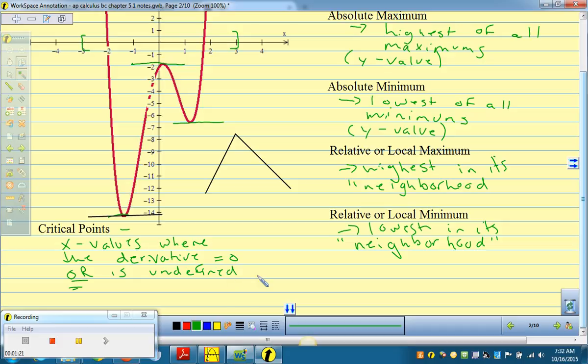We call these critical points because these are points where we could have a max or a min. So if you have a max or a min, it will happen at a critical point. Are we okay with that?